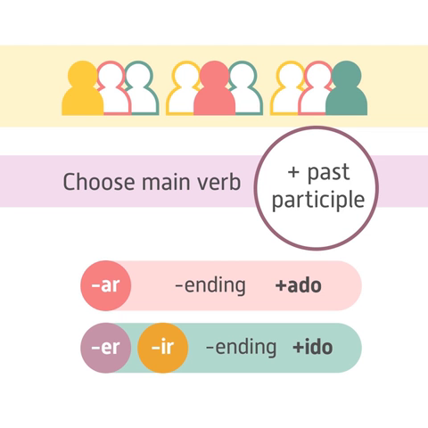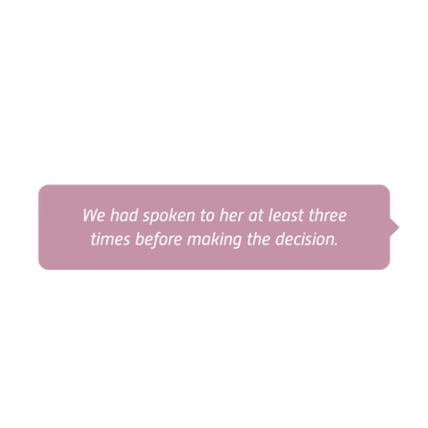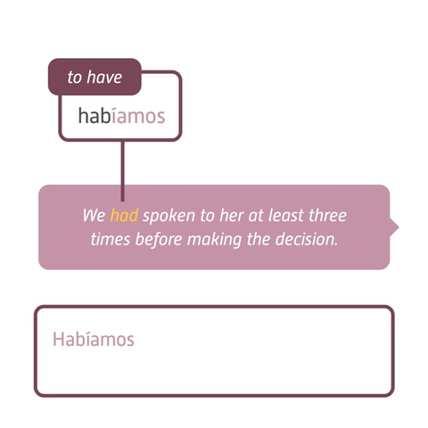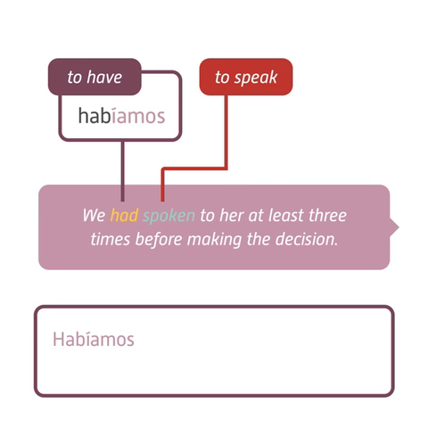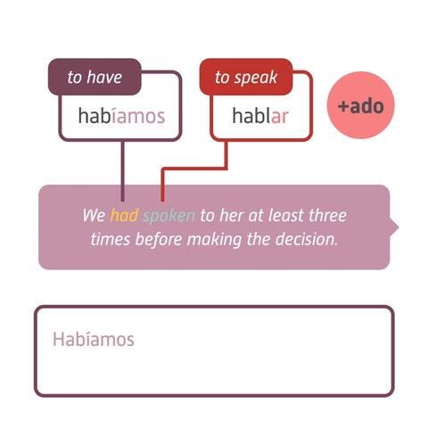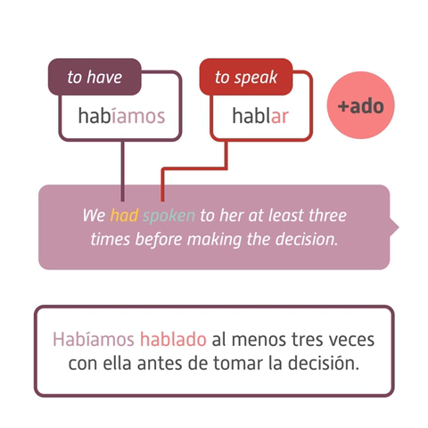Let's look at an example. Let's say we want to say, we had spoken to her at least 3 times before making the decision. We need to choose the correct person form of to have. In this case, it's habíamos. The infinitive form of spoken is speak. This is hablar. As an ar verb, we remove the ending and add ado. We now have hablado. Now that we have the correct tense, we can continue the sentence to say, Habíamos hablado al menos 3 veces con ella antes de tomar la decisión.